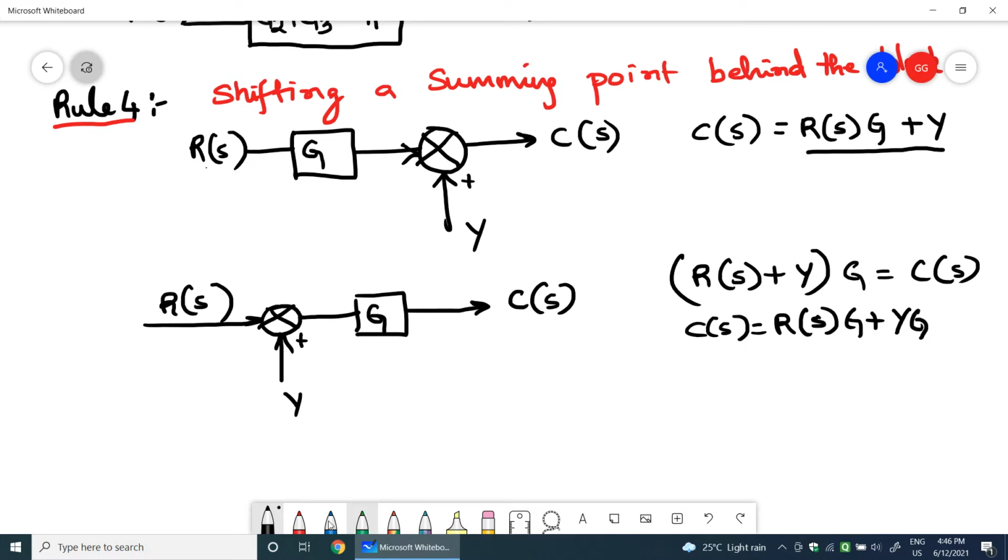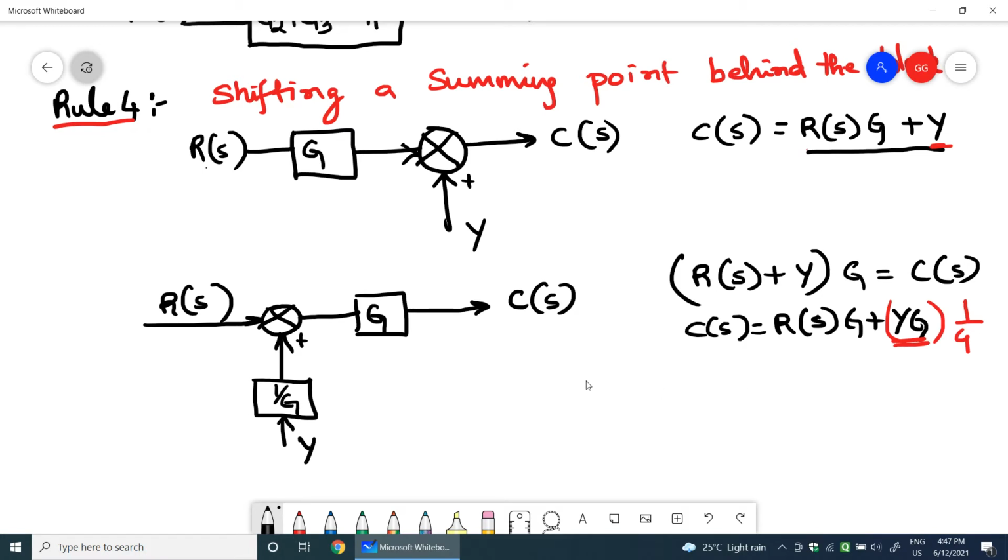Now there is a problem here. This Y is getting multiplied by G, but Y should not be multiplied by G, only R of S should be multiplied by G. So what should we do? Try to work out some way where this G gets cancelled. How to cancel the G? If I multiply this YG with 1 over G, then GG gets cancelled. So instead of giving Y directly, I will add one more block, 1 over G, and give Y to this block.